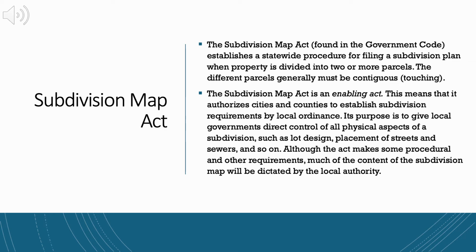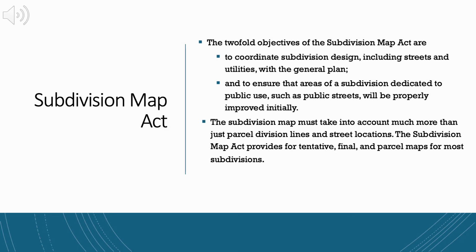Its purpose is to give local governments direct control of all physical aspects of a subdivision, such as lot design, placement of streets and sewers, and so on. Although the Act makes some procedural and other requirements, much of the content of the subdivision map will be dictated by the local authority. Subdivision Map Act. The twofold objectives of the Subdivision Map Act are to coordinate subdivision design, including streets and utilities, with the general plan, and to ensure that areas of a subdivision dedicated to public use, such as public streets, will be properly improved initially.